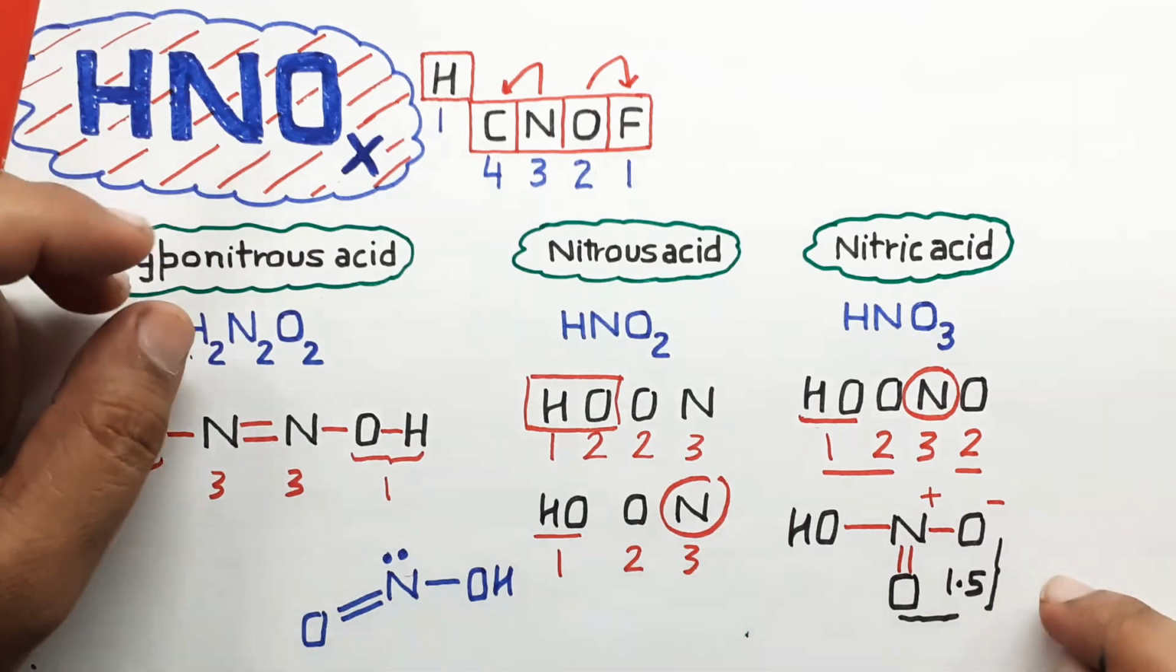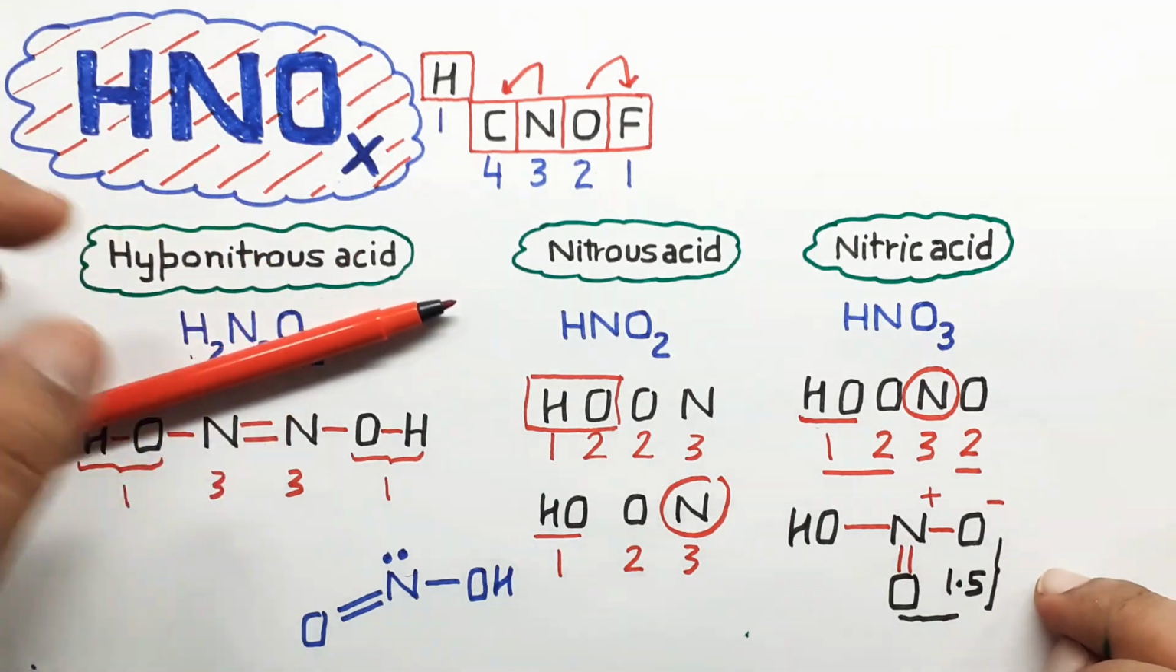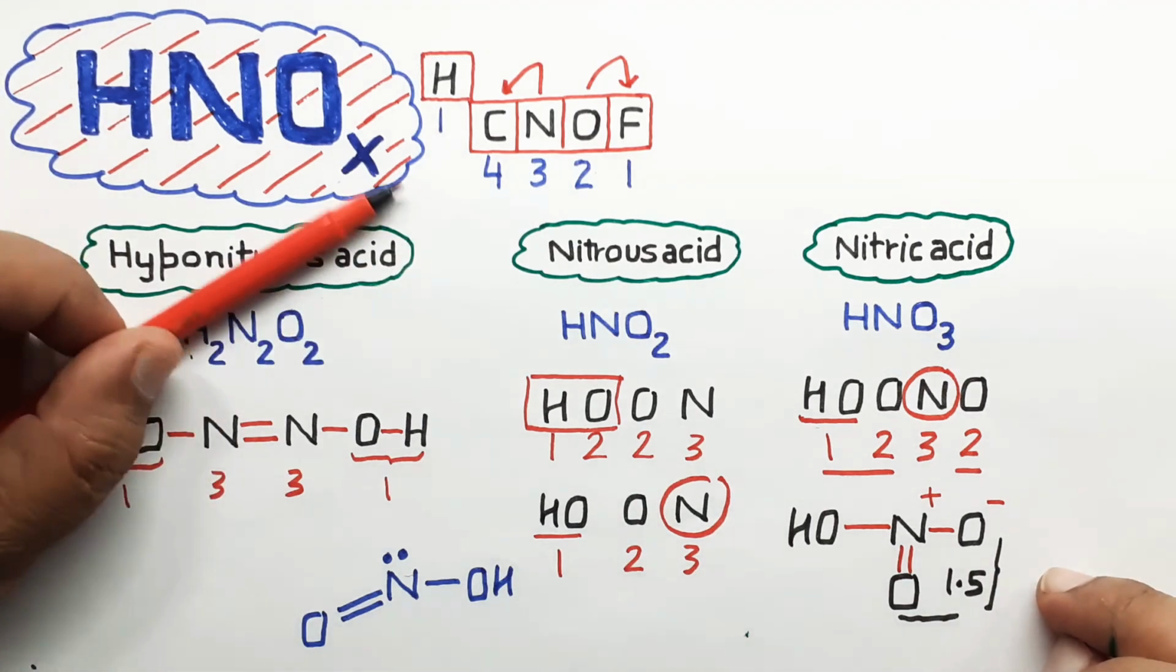HNO3 is a very important acid, a very powerful oxidizing agent. It is prepared generally from ammonia oxidation or salt displacement also. So enjoy this topic.